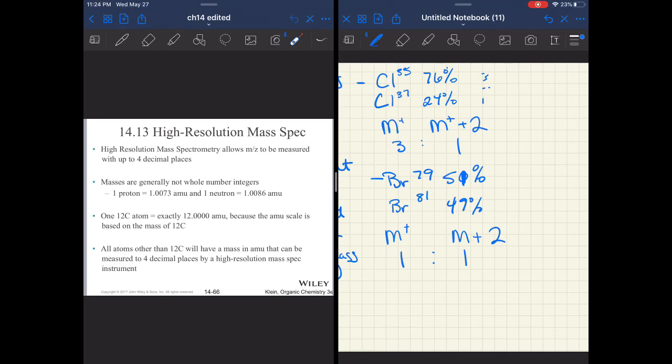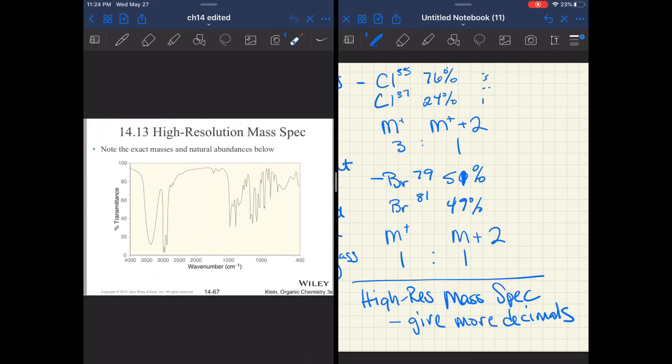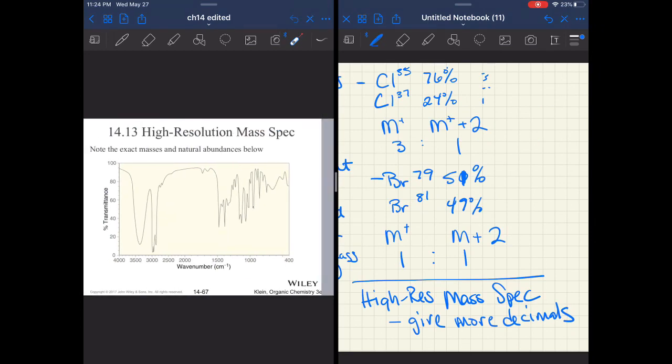One of the last things I want to talk about with mass spec is high resolution mass spec. The main takeaway here is high res mass spec, a little bit more sophisticated, is going to give more decimals in your mass. And this can make a big difference because we know the mass out several places past the decimal of neutrons and protons. And so the different isotopes we know.